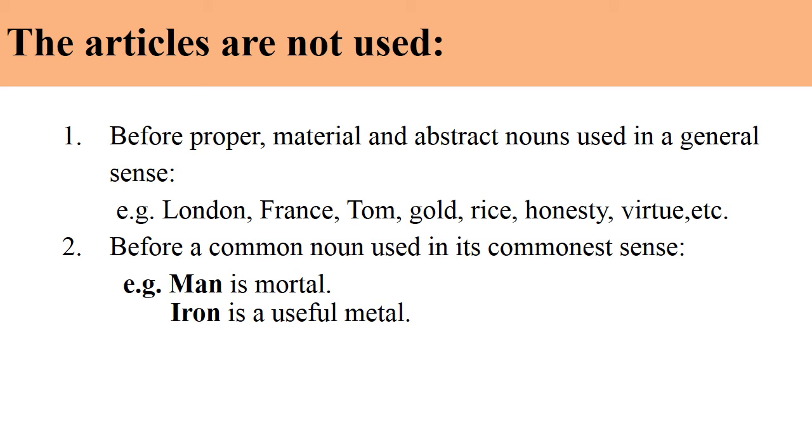The articles are not used before proper, material, and abstract nouns used in a general sense. Example, London, France, Tom, gold, rice, honesty, virtue, etc. They are also not used before a common noun used in its commonest sense. Example, man is mortal. Iron is a useful metal.